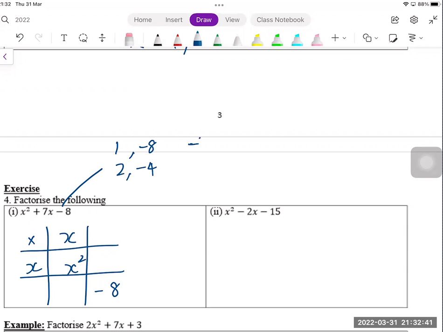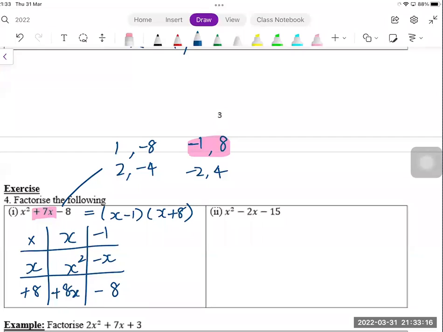So I flip around my combination. I have negative 1 times 8, negative 2 times 4. So these are all the possible combinations. And to get the desired combination of plus 7x, by looking, you can roughly realize that it's negative 1 and 8. You can write down negative 1, 8. So this gives me plus 8x, this gives me negative x. I'll get x minus 1, x plus 8. Can you see that? Okay, same thing, you try part 2.